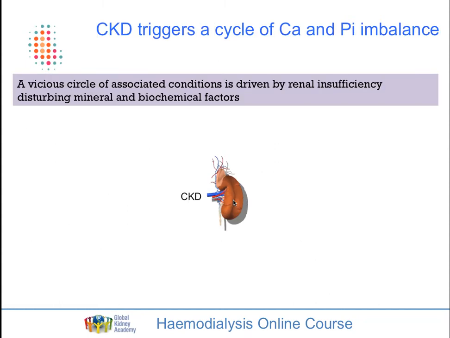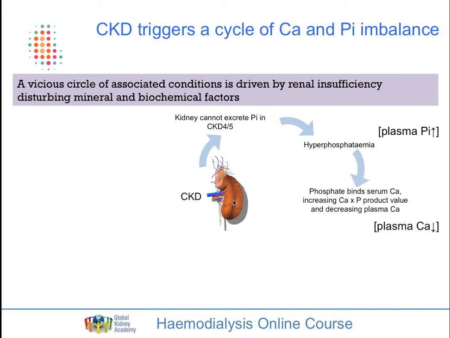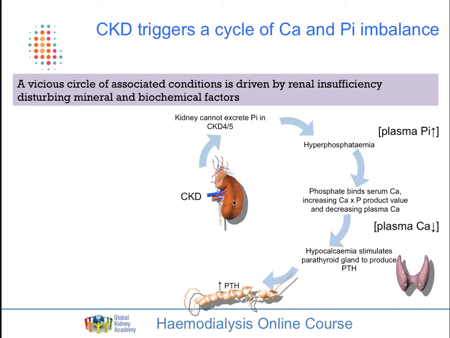So this is a pictorial overview of what happens in CKD. You can't get rid of your phosphate in advanced CKD because you don't have enough nephrons. So that leads to a rise in plasma phosphate, hyperphosphatemia. That may bind a bit of calcium, leading to a lowering in serum calcium. That stimulates the parathyroid gland to produce PTH.